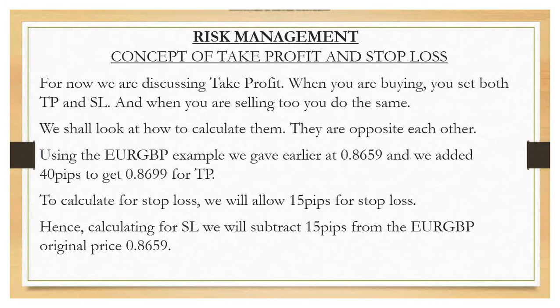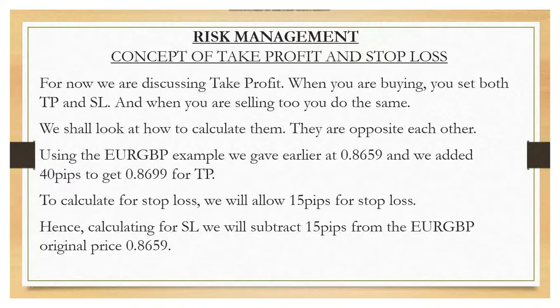When you are buying, you set both take profit and stop loss, and when you are selling too, you do the same. We shall look at how to calculate them. They are opposite each other. Using the Euro GBP example we gave earlier, at 0.8659, we added 40 pips to get 0.8699 for take profit. To calculate for stop loss, we will allow 15 pips for stop loss.